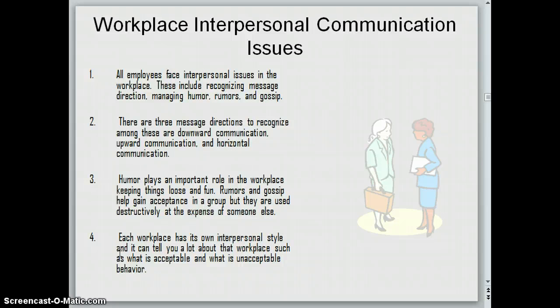Workplace interpersonal communication skills. There are four points listed here, talking about how to use interpersonal communication skills in the workplace. This can apply to any more formal setting, like a workplace, or if you go to school, your school or university, etc. You can just read these points and pause if you do not have enough time.